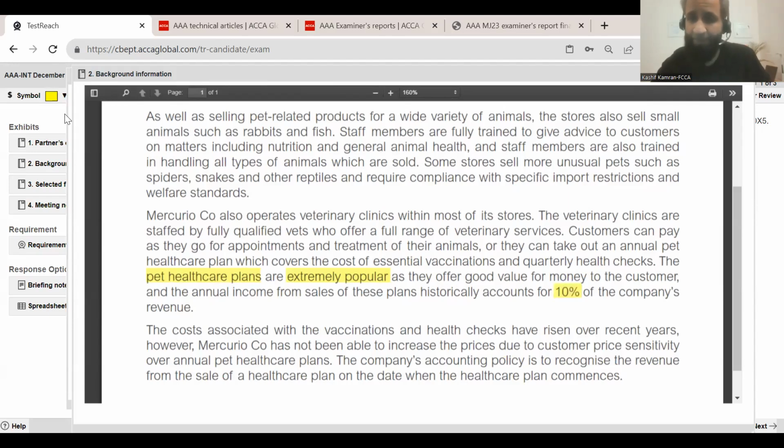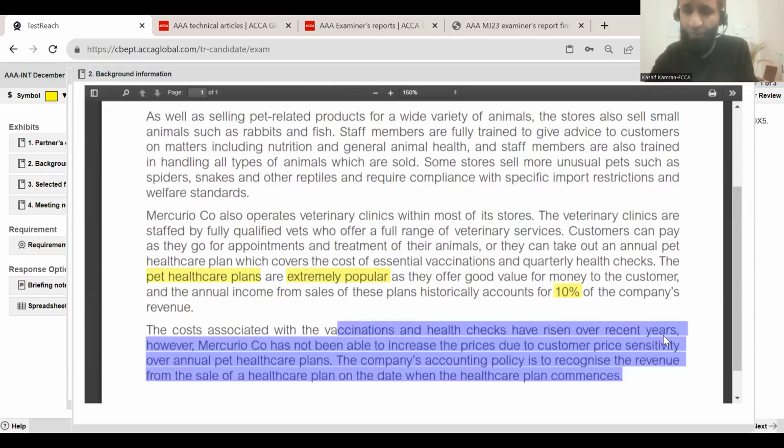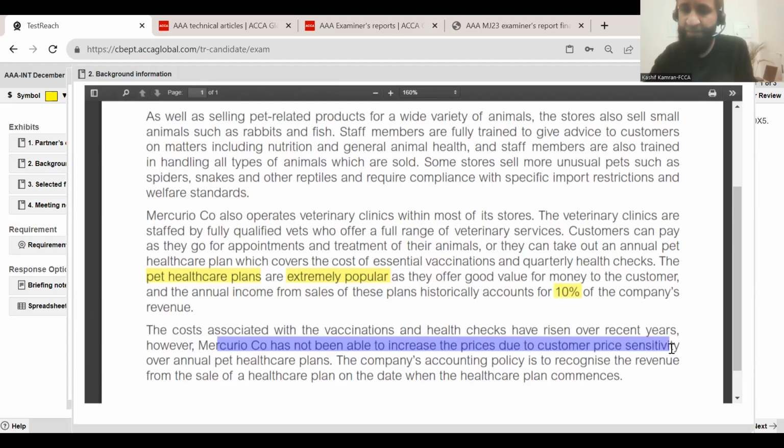Now, the problem here is that the cost associated with the vaccination and health checks of the animals have risen over recent years. However, Mercurio company has not been able to increase the prices due to customer price sensitivity. Now, this is the problem. You're not able to increase the prices even though the costs have increased. Now, this is a business risk. If you're not able to increase the prices, your future sales will be impacted.